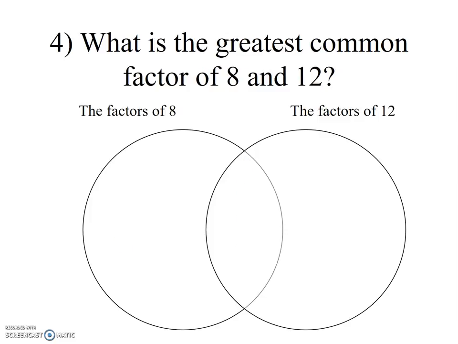Now try this one. Find the greatest common factor of 8 and 12. Pause the video and do this in the work section of your WSQ. Okay, let's see how you did. When you list all the factors and put the common ones in the middle, you find common factors of 1, 2, and 4, making 4 the greatest common factor.